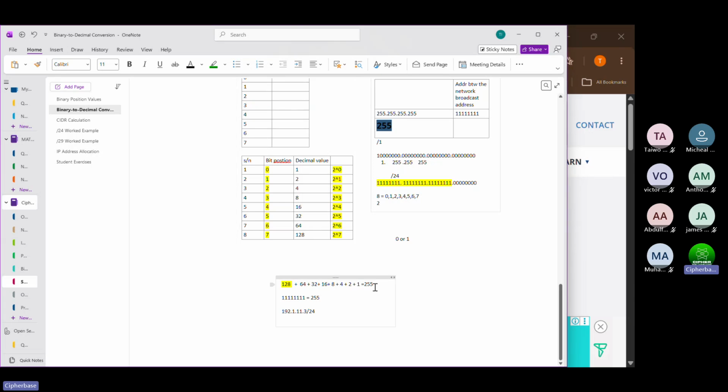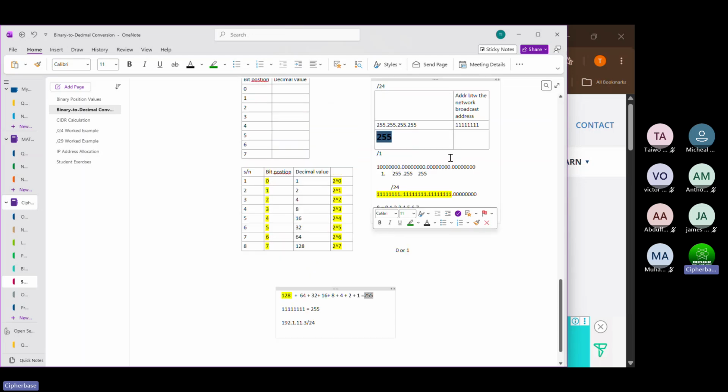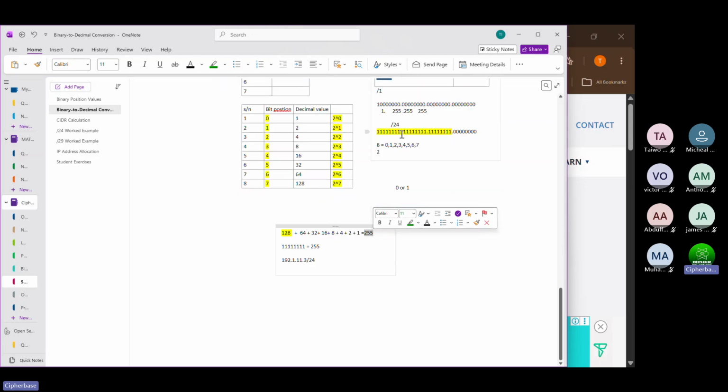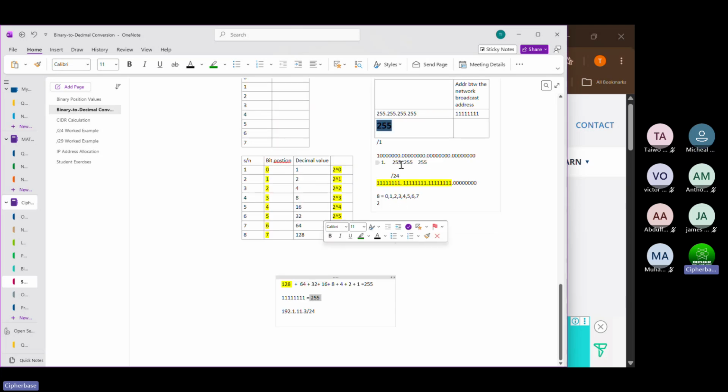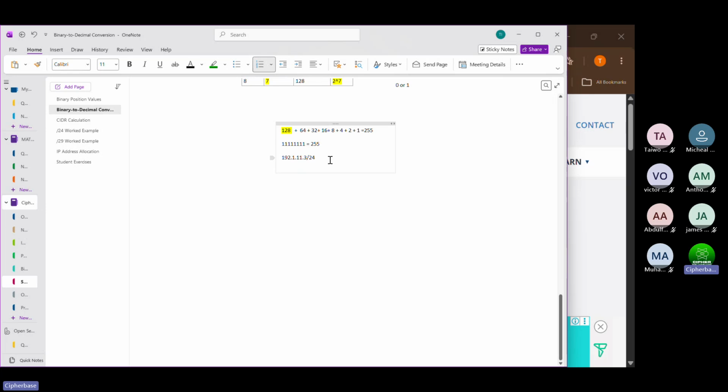So we now add everything together, and of course, we get 255 here. So this 11111111 is now equivalent to 255. That is how we have this. Why is this one like this? That's what we just did here. I don't know if you understand, sir.